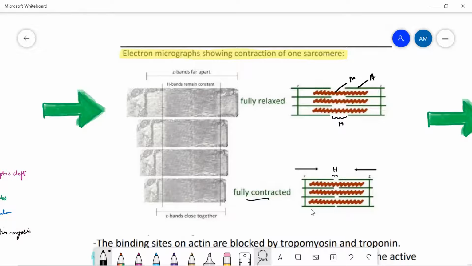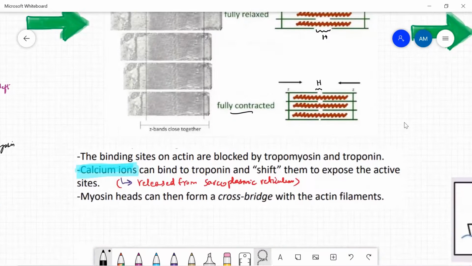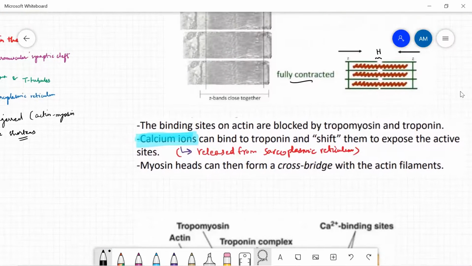So that means the myosin thick filaments remain in the same position. It is the actin which is sliding and coming towards the middle of the sarcomere. So how is the myosin able to pull the actin towards the center? To understand this, we need to know what calcium exactly is doing. Now, we already studied that actin possesses myosin binding sites, and troponin and tropomyosin block those sites.